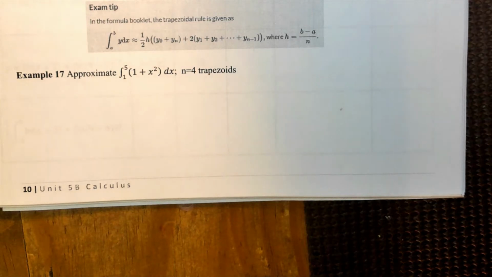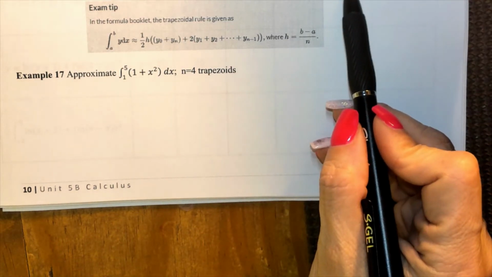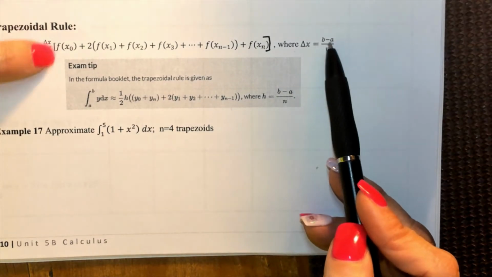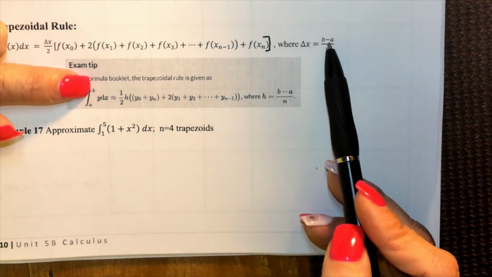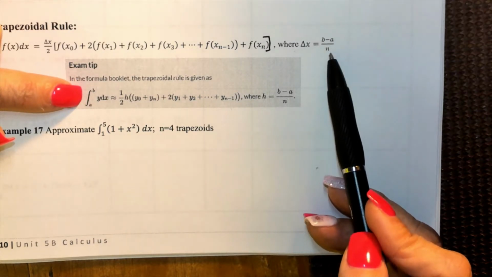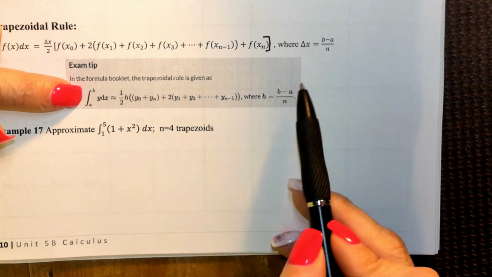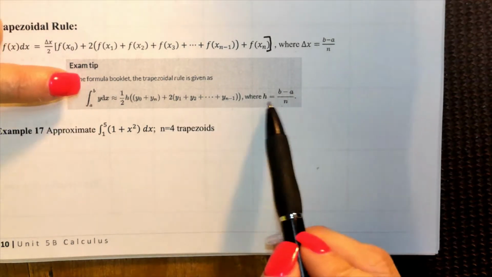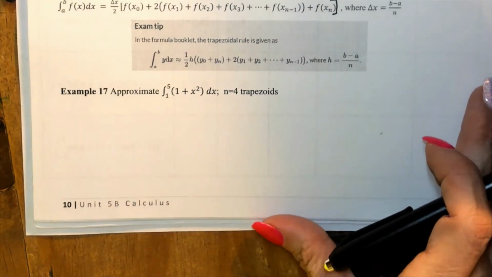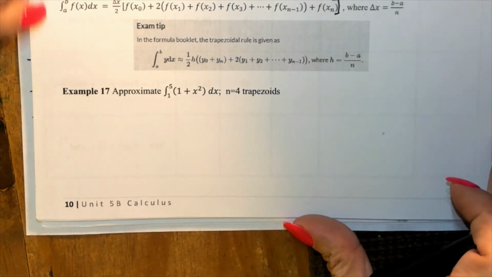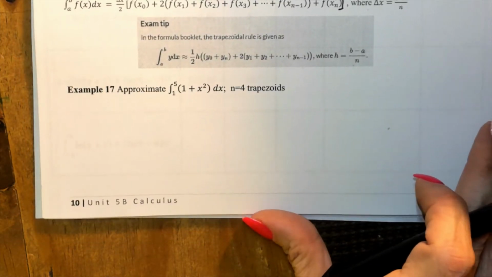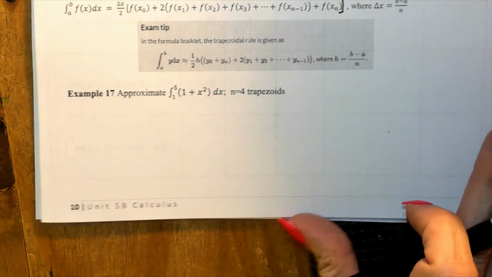Now, what is h? h is the distance from B to A, like from 1 to 5, so it would be 4, divided by how many trapezoids you're dividing that into. B minus A over N. It's a formula. You're always going to have it. It is not difficult to work with. It is just a little bit tedious. There are questions on your IB exam regarding the trapezoidal rule. IB really likes the trapezoidal rule.